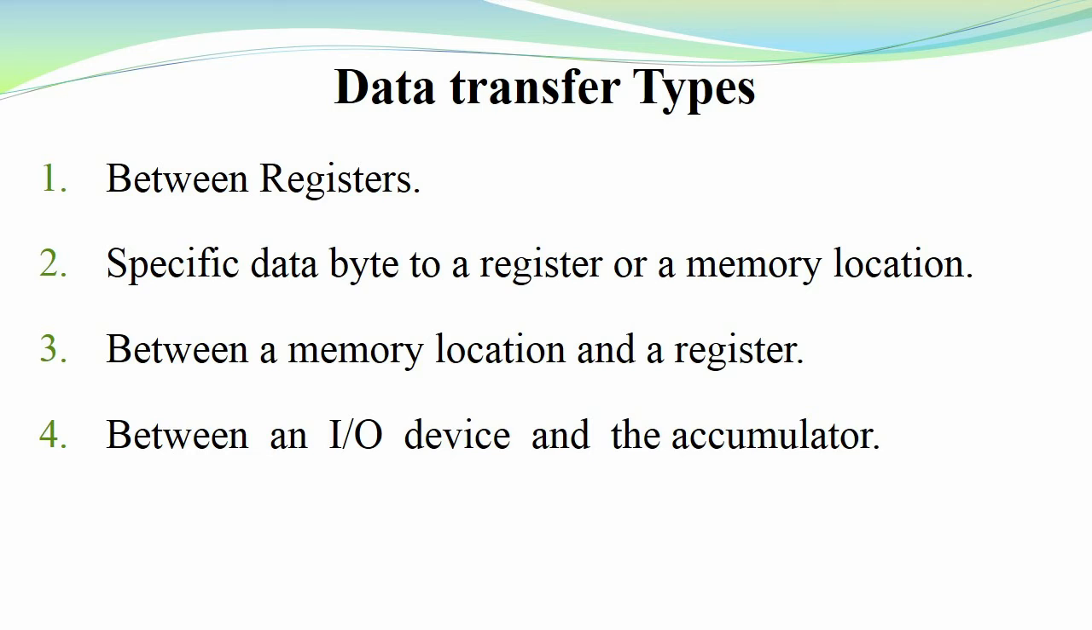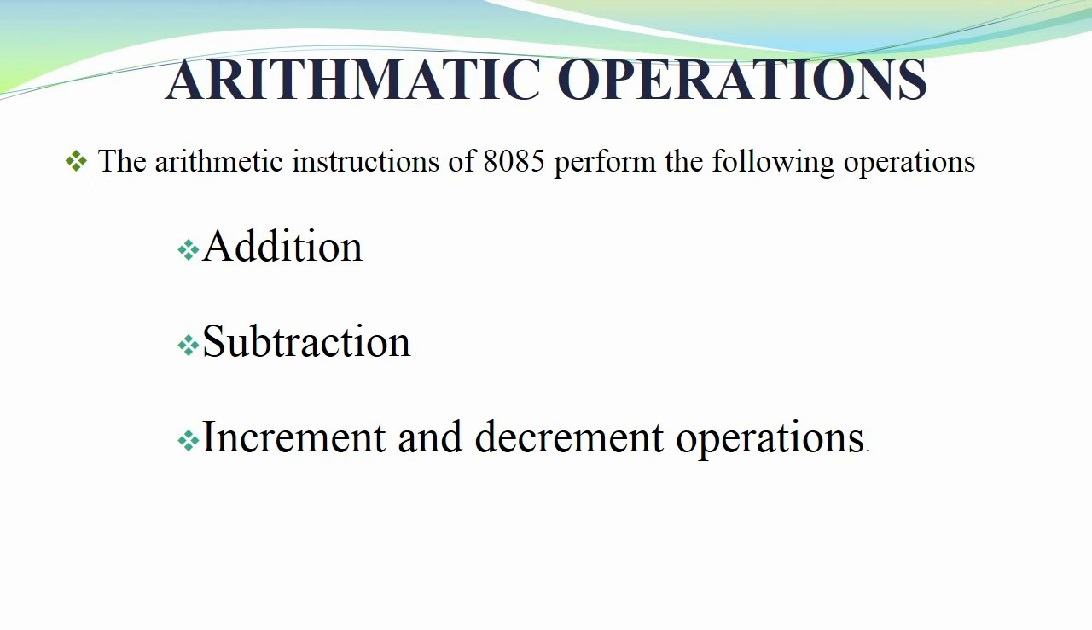Data transfer type. The data transfer occur in following ways. First one, between registers. Second, specific data byte to a register or a memory location, between a memory location and a register, between an I/O device and the accumulator. Arithmetic operations. The arithmetic instructions of 8085 microprocessor perform the following operation: addition, subtraction, increment and decrement operations.